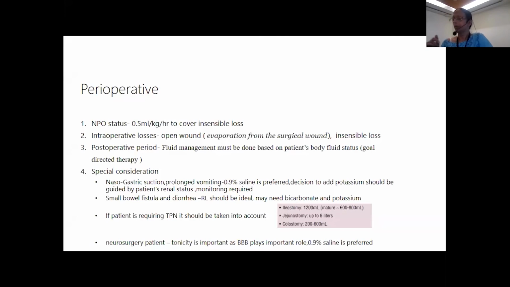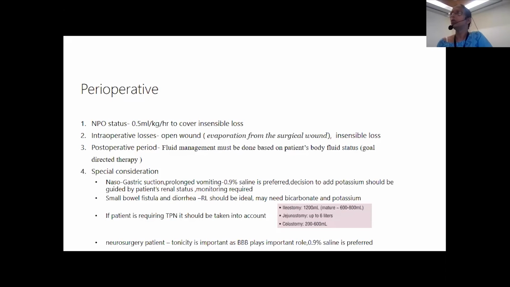Now, what is the special consideration? The patient has nasogastric suction. These are very common in post-op patients. The patient has prolonged vomiting. They're losing acid. This patient is commonly alkalotic. Of course, 0.9% solution is the preferred decision. Now, the patient has a small bowel fistula, stoma, a lot of diarrhea.